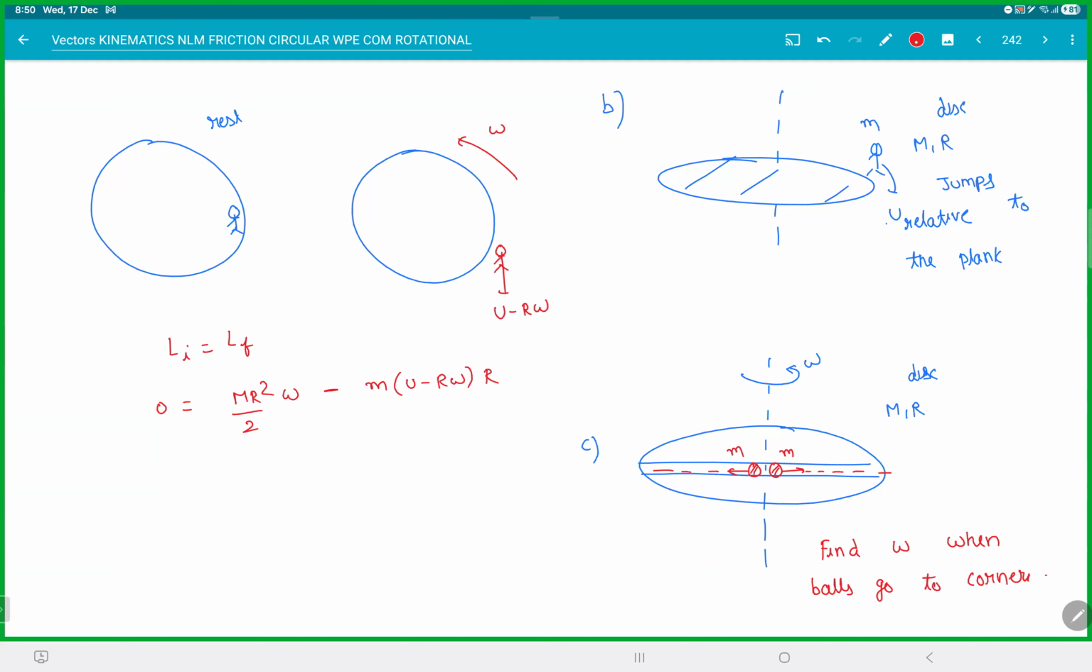And what about C? Same stuff. L initial is equal to L final. Initial angular momentum is mr square by 2. Final angular momentum is mr square by 2 for the disk, and for the two balls it is mr square plus mr square, times omega. Clear with this?